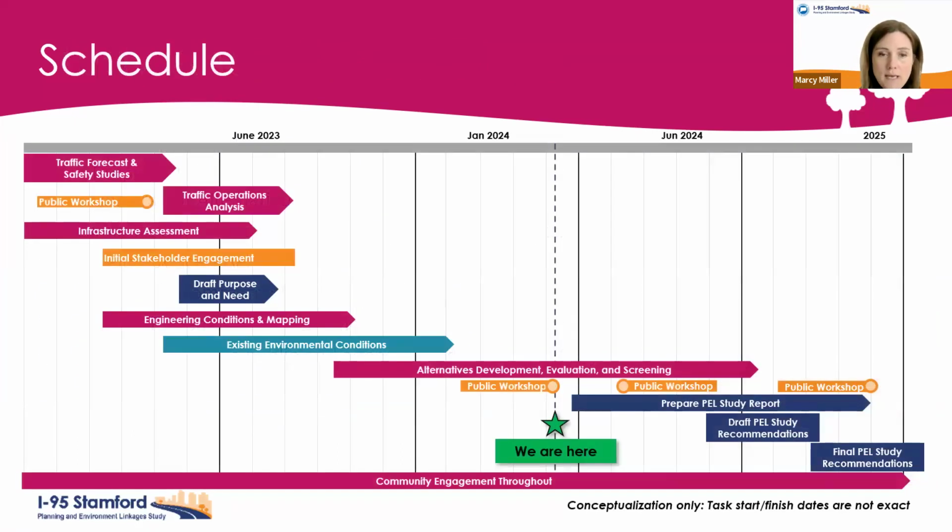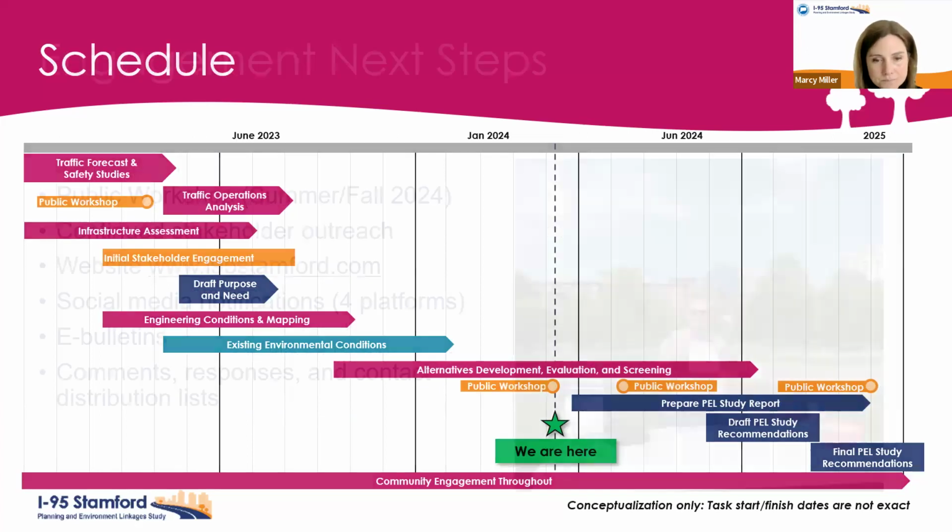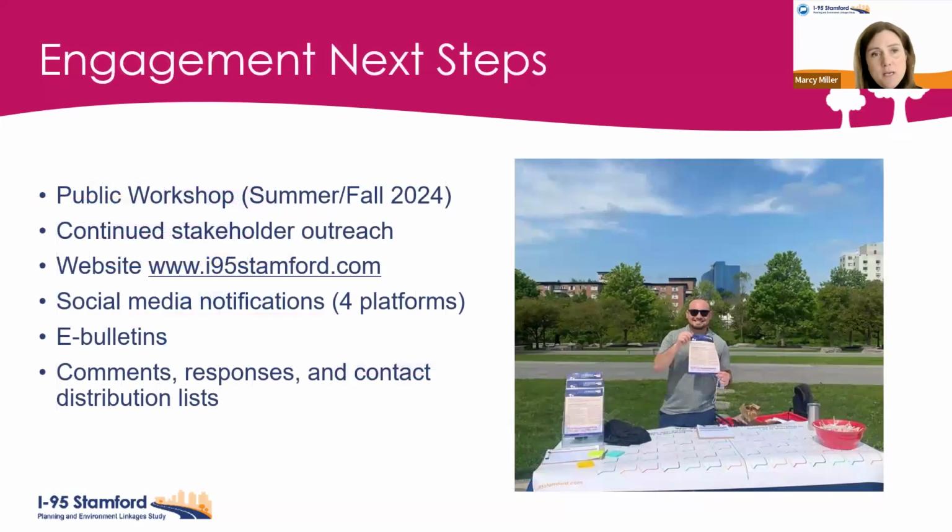And here is that schedule again. You'll notice we are here, but we also have the opportunity for more public workshops. And we have plenty of other ways that you can keep tabs on the study and give us your feedback. As for engagement, I mentioned the public workshops. The next one will be, think about six months-ish, in the summer or fall of 2024. In the meantime, we'll continue stakeholder outreach. We've met with a lot of different stakeholder groups, neighborhoods, advocacy groups, and businesses. We will continue to do that.